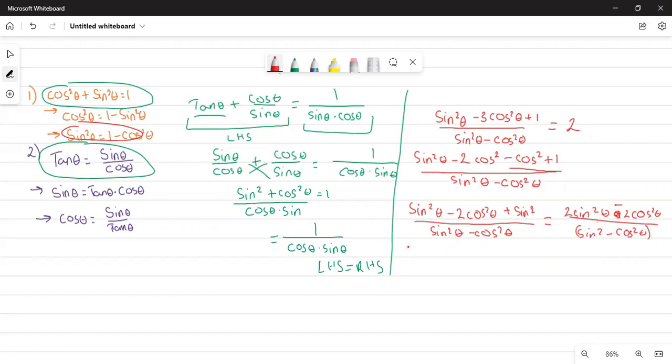So now we can take 2 common over here. So it will be sine square theta minus cos square theta divided by sine square theta minus cos square theta. So we can simply cancel this out as it is multiplying both the sides, which is equal to 2. Now we have proved LHS equals RHS. So these were examples for easy ones.